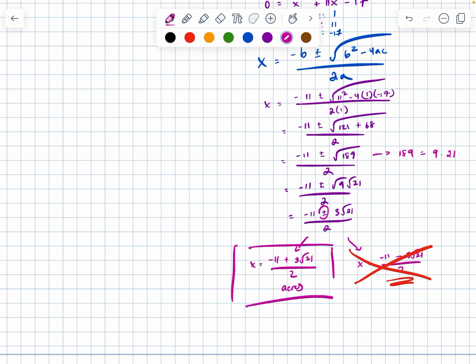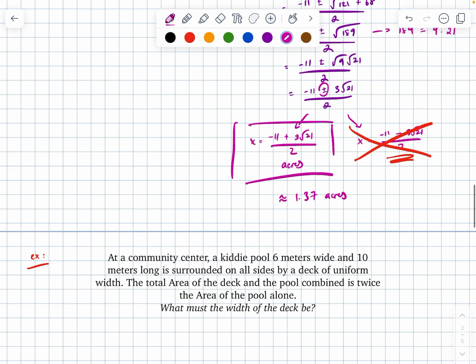be my final answer. And if you're curious, I could plug this into a calculator. That would reveal that my value of x is about 1.37 acres, which absolutely makes sense. If I were to take the one on the right and plug it in, I would get a negative number. Again, length cannot be negative, so in context, this guy on the left is our only reasonable solution.